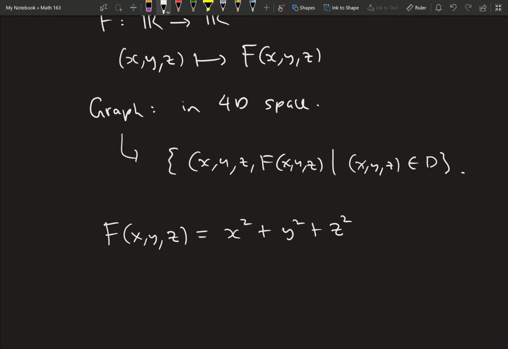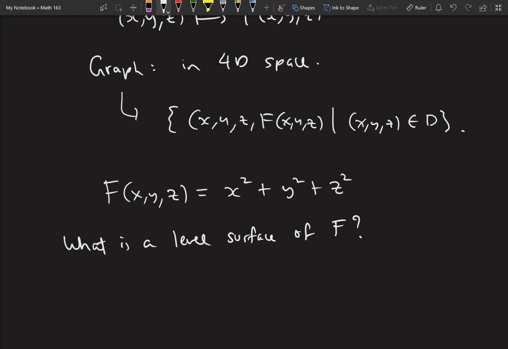F of x squared equals x squared plus y squared plus z squared. Now, what are the level surfaces? So the question is, what is a level surface of capital F? Well, it's just the analog of level curve. We set capital F of x, y, z to be equal to some constant. And this is going to give us a surface rather than a curve.